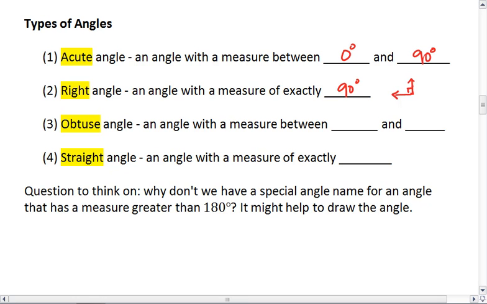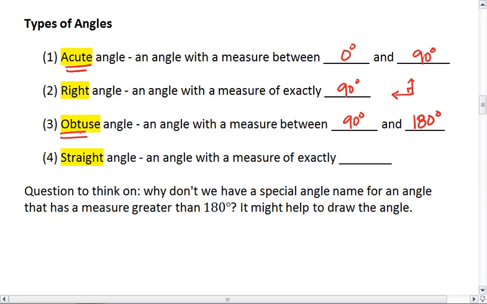An obtuse angle is an angle with a measure between 90 degrees and 180 degrees. So the way to remember this is, acute is an acute little angle. It's small, it's less than 90 degrees. Obtuse is a fat angle. It's big, it's larger than 90 degrees.